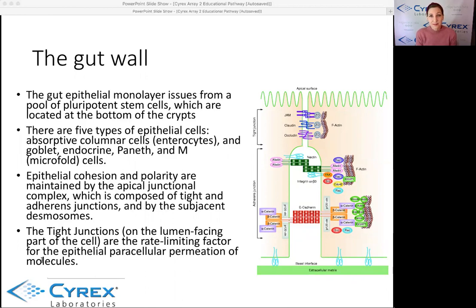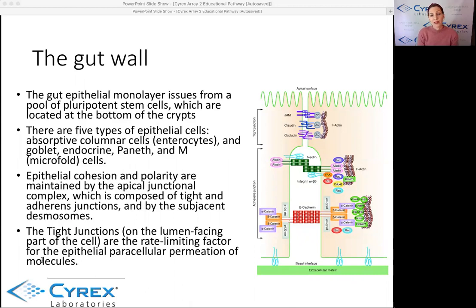And lastly, we have microfold or M cells, which are found in the GALT and the MALT, where they initiate the mucosal immune response and also allow for transport of microbes and particles from the lumen into the lamina propria.